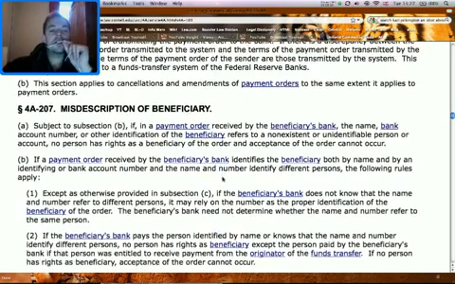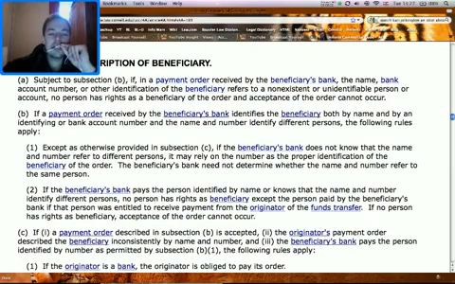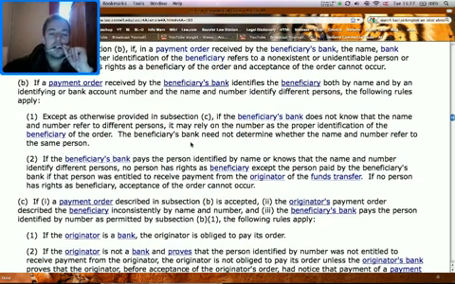4A-207, misdescription of beneficiary. A. Subject to subsection B, if in a payment order received by the beneficiary's bank, the name, bank account number, or other identification of the beneficiary refers to a nonexistent or unidentifiable person or account, no person has rights as a beneficiary of the order, and acceptance of the order cannot occur. B. If a payment order received by a beneficiary's bank identifies the beneficiary both by name and by an identifying or bank account number, and the name and number identify different persons, the following rules apply. 1. Except as otherwise provided in subsection C, if the beneficiary's bank does not know that the name and number refer to different persons, it may rely on the number as the proper identification of the beneficiary of the order.